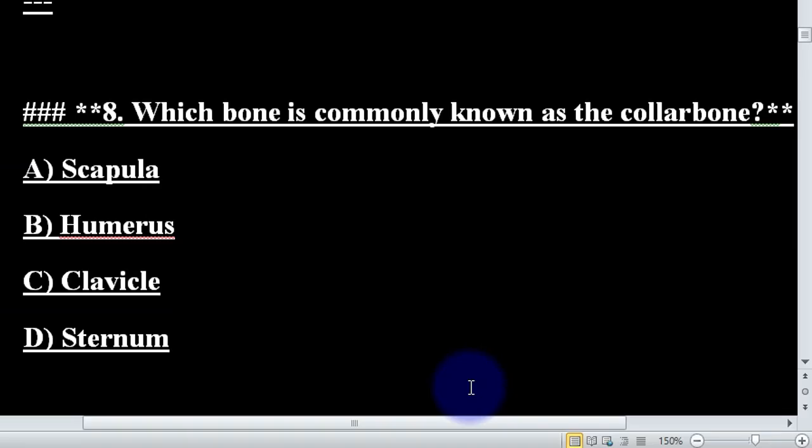The next question is, which bone is commonly known as the collarbone? A, the scapula, B, the humerus, C, the clavicle, D, the sternum. The correct answer is C, the clavicle. The clavicle is also known as the collarbone, and its function is to connect the sternum to the scapula to allow movement at the shoulder joint. We can also say it stabilizes movement at the shoulder.